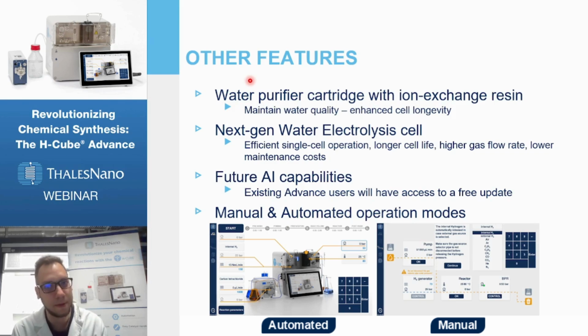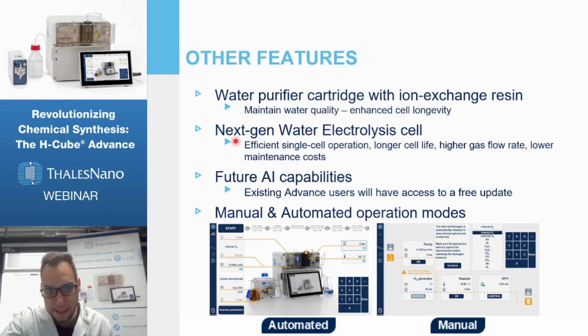And in order to circumvent this problem, we have integrated a cartridge that has a mixed bed ion exchange resin filled into it, and the water will flow through this cartridge before it enters the electrolysis cell, and that will grant a good quality of the water for a couple of months, and basically increase the longevity of the cell. That's what it's good for.